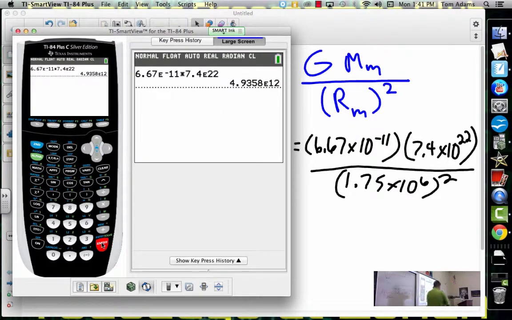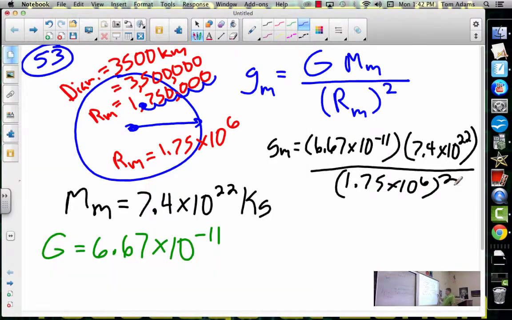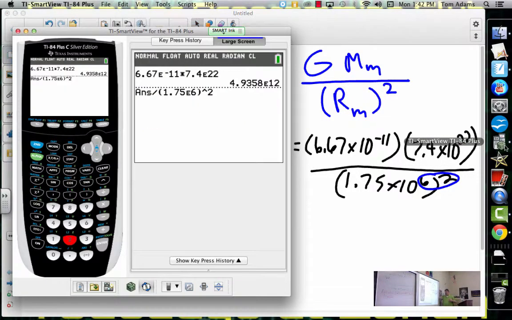Now I want to divide by this stuff here, and I have to be careful. I'm going to divide by, in parentheses, 1.75 e to the 6. Then I have to square the whole thing. What do I do with the 6 and the 2? Multiply. So when we talk about order of magnitude, I'm going to have 10 to the 12 on the bottom. What do I have on the top? 10 to the 12. So my order of magnitude will be plus or minus 1. Does that make sense?